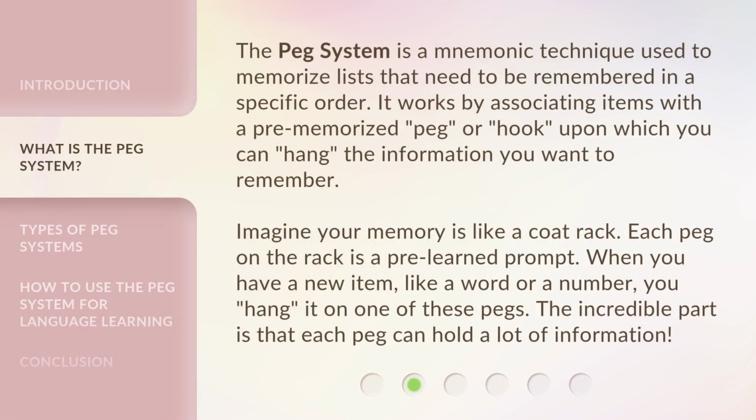The PEG system is a mnemonic technique used to memorize lists that need to be remembered in a specific order. It works by associating items with a pre-memorized peg, or hook, upon which you can hang the information you want to remember. Imagine your memory is like a coat rack. Each peg on the rack is a pre-learned prompt. When you have a new item, like a word or a number, you hang it on one of these pegs. The incredible part is that each peg can hold a lot of information.